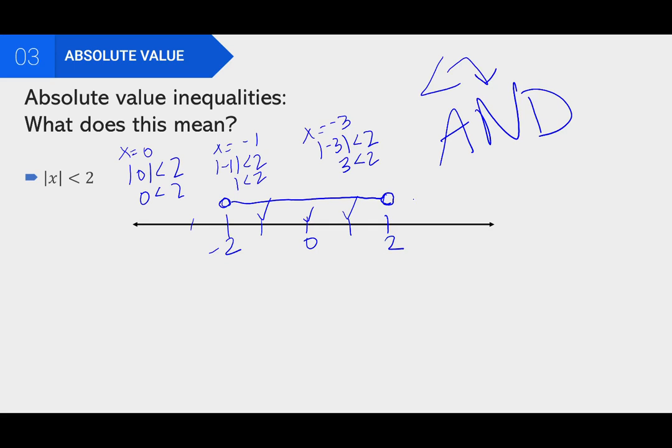Or less than or equal to, same thing. We want something that's closer to 0 than 2 is. So we need everything in between -2 and 2. But what if it was going the other way?